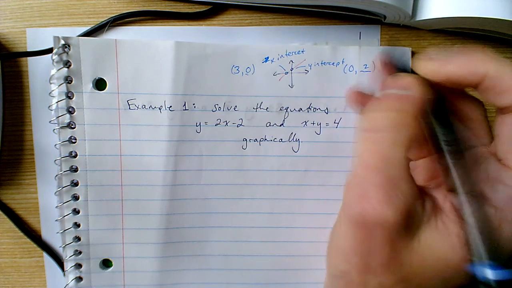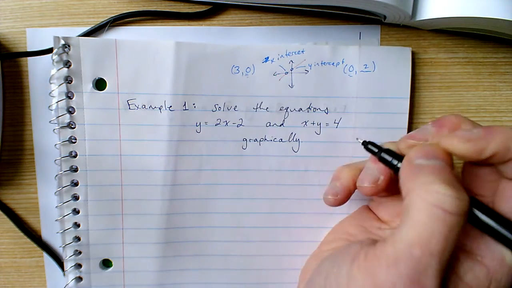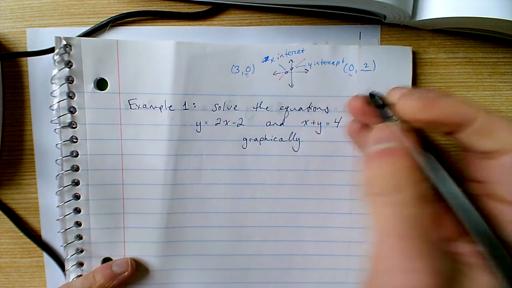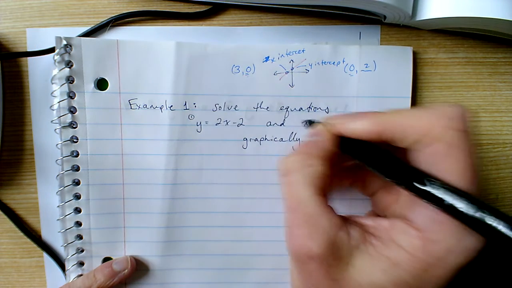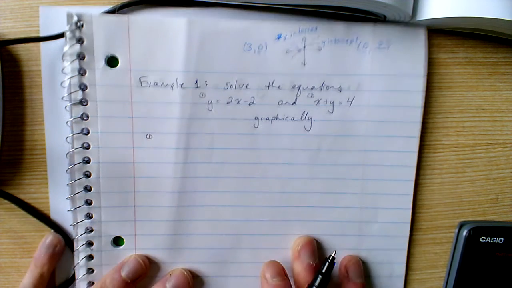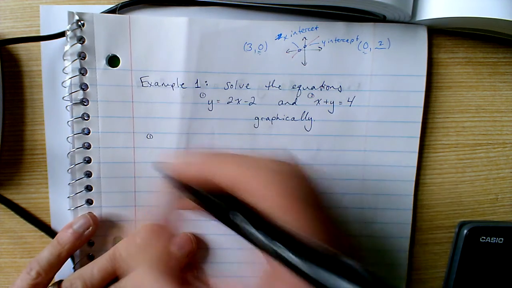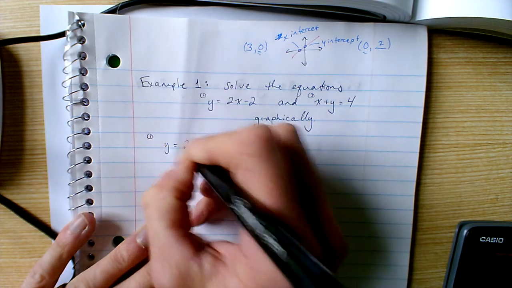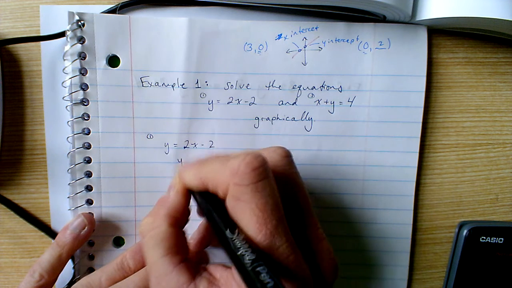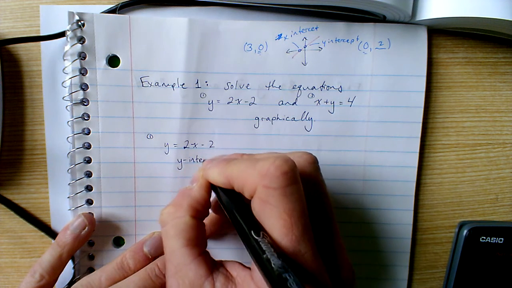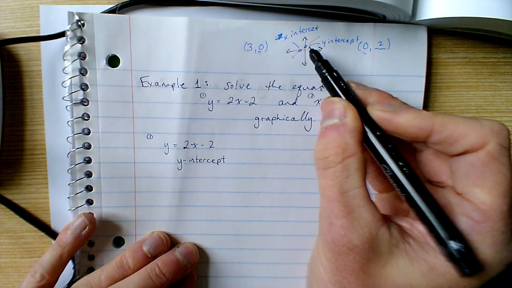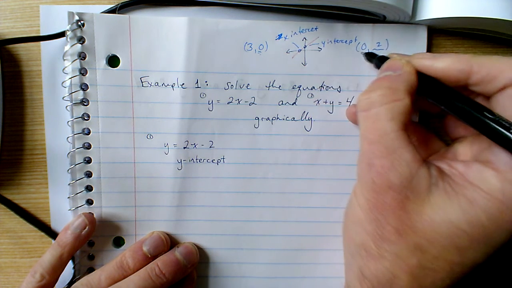So what we're going to do to find these today is set our values to 0 to find those locations and then use them to graph. I'll deal with this equation first, and I'll deal with this equation second. For equation 1, y equals 2x minus 2, the first thing we're going to find is the y-intercept. This is where the line intercepts the y-axis, and our x value is going to be 0.